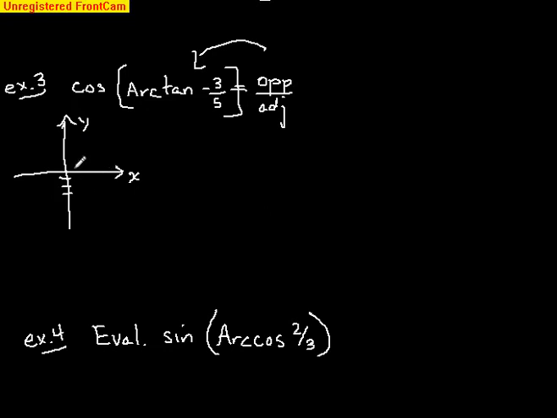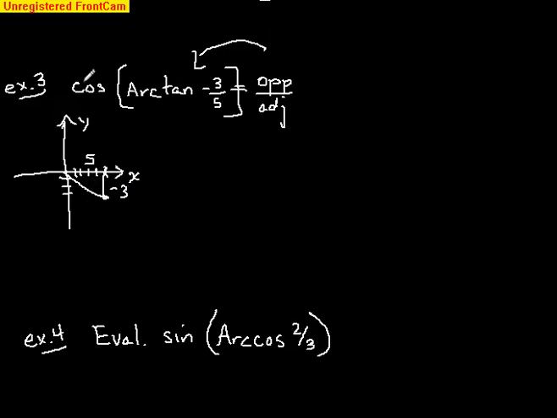Negative 3 over 1, 2, 3, 4, 5. So I'm going to set my triangle, put my point right there, and draw this. This is negative 3 right here over 5. Okay, opposite over adjacent. And the 3 has to be negative, because that is the only way to make this fraction negative.